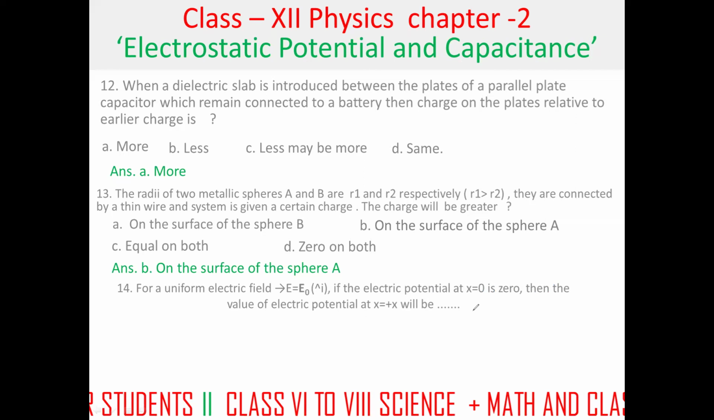There you see, for a uniform electric field, the electric field is uniform. It is in the x direction. X, Y, Z. So the electric field is in the x direction. At x equal to 0, the potential is 0. Then the value of electric potential at x equal to plus x, something here.